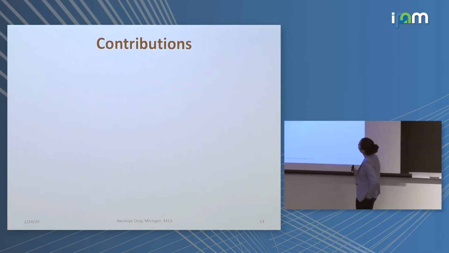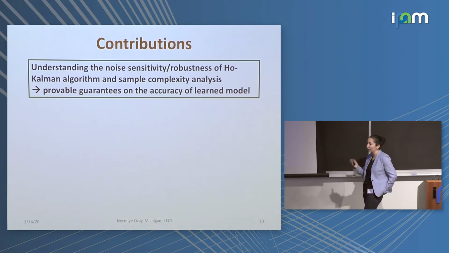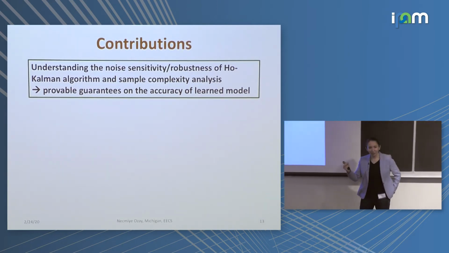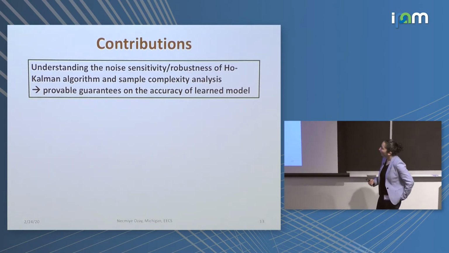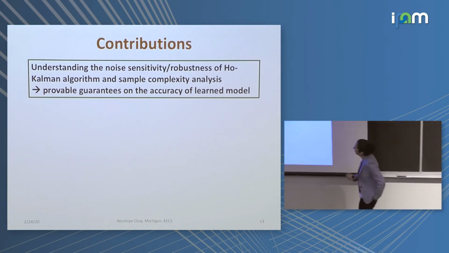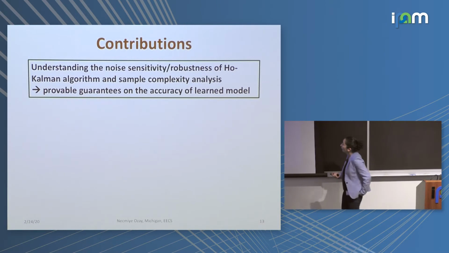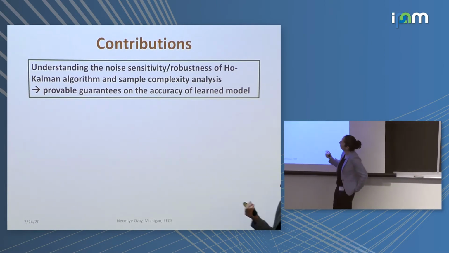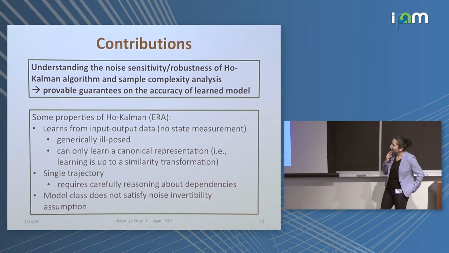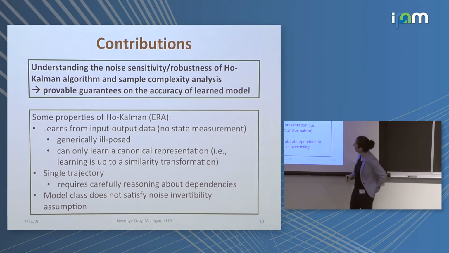Okay, so let me list what our contributions are before telling you the details. What we did is we picked this Ho-Kalman algorithm. I will tell you what Ho-Kalman is. And we tried to understand its noise sensitivity and robustness. Based on that, we gave a sample complexity result, which gives you some provable guarantees on the accuracy of the learned model.